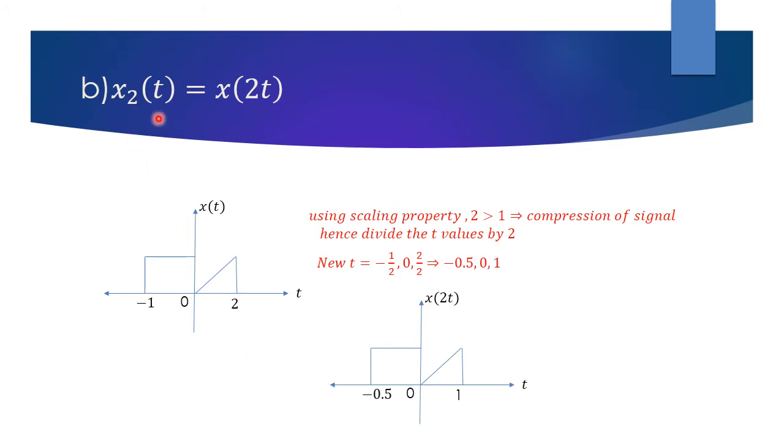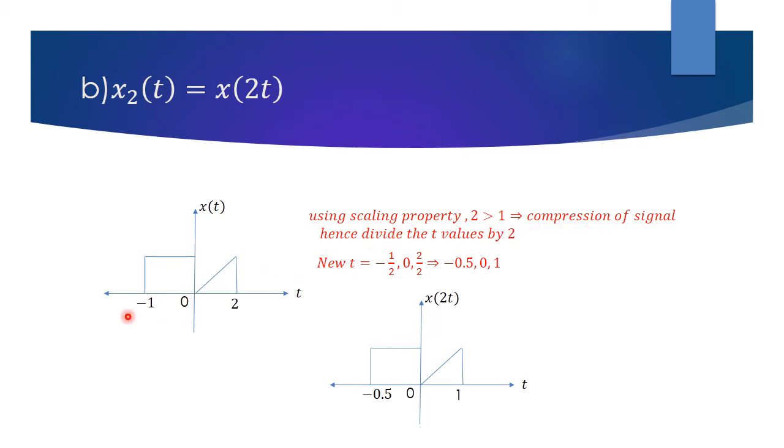Next problem. x2 of t equal to x of 2t. So here we are going to use the scaling property. Right. So this is your x of t. Now x of 2t means here a value is equal to 2. So 2 is greater than 1, so compression of signal will occur.